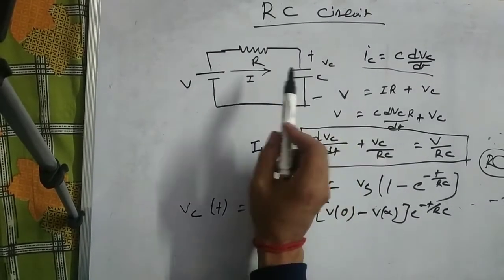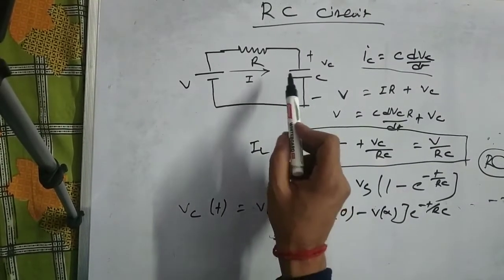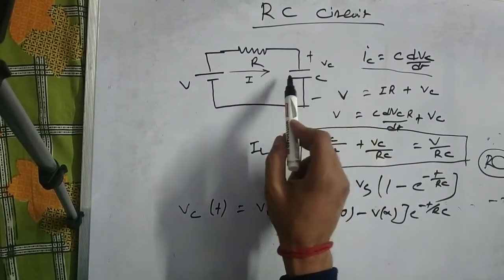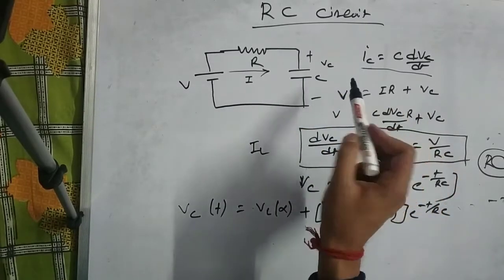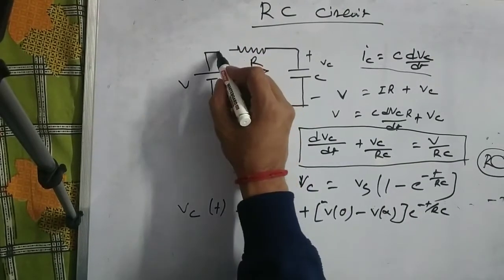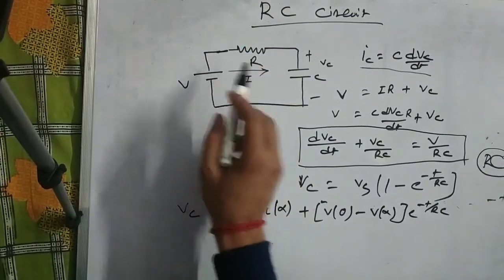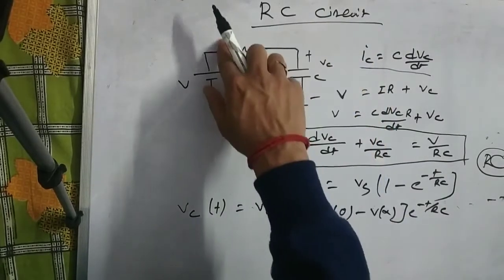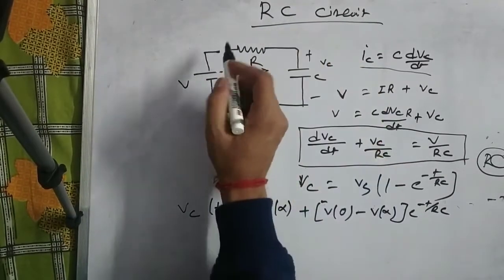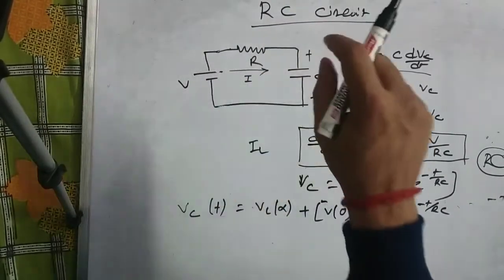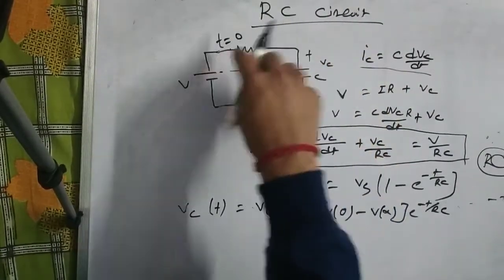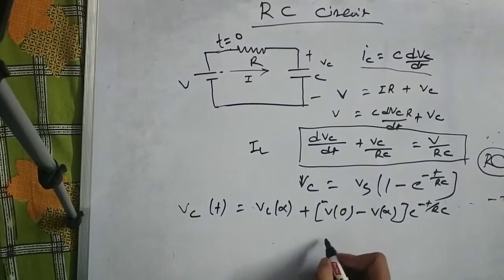For an inductor, we all know the inductor will not allow a sudden change in current. The same thing will be applicable for the capacitor. The capacitor will not allow a sudden change in capacitor voltage. When the switch is open, the capacitor voltage is 0, because no current is flowing through this circuit. Now when you turn on the switch at t equal to 0, the capacitor voltage V0 will be 0 volt.